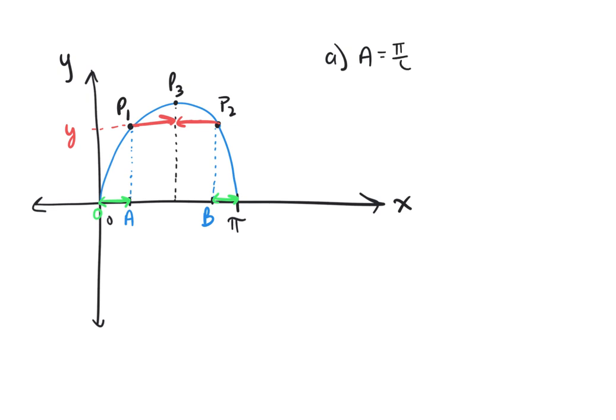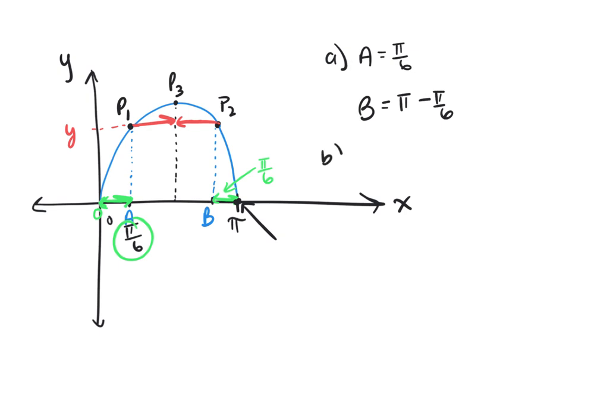So if A is pi over 6, so if this distance here is pi over 6, then what is the distance of B? Well, notice that this green line here, this distance is pi over 6. Therefore, this distance, the second marking between B and pi, must also be a distance of pi over 6. So since we know that this marking here is pi, then to find B it has to be pi minus pi over 6. Does that make sense?